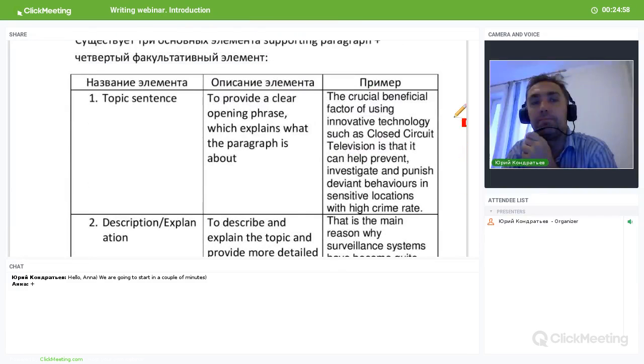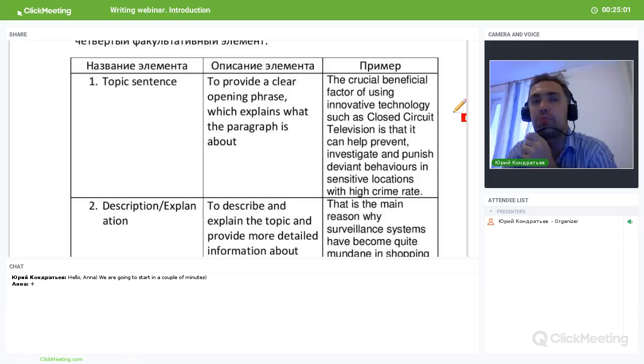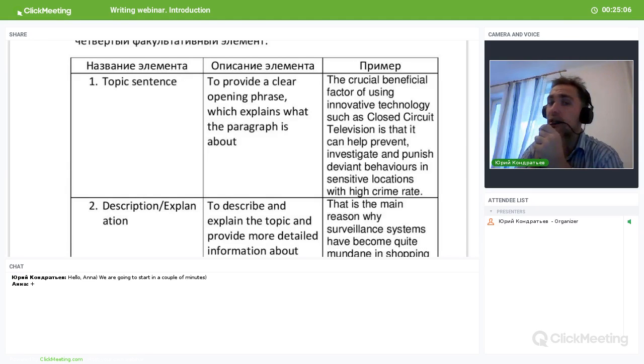Okay, so a topic sentence is used to provide a clear opening phrase which explains what the paragraph is about. So this is an example of another essay. This essay is about advantages and disadvantages of using security cameras and other types of such technology. The advantage is that it helps prevent some crimes, and the disadvantage is that it deprives people of their privacy. And this is the first body paragraph that touches upon advantages of using security cameras.